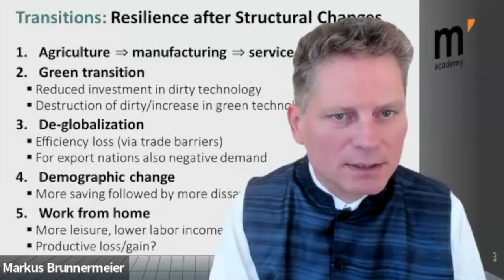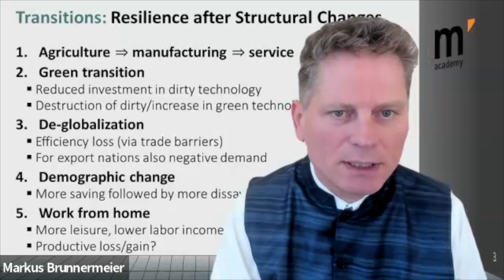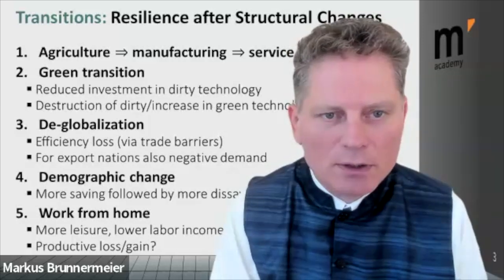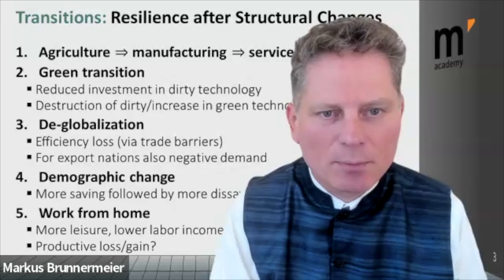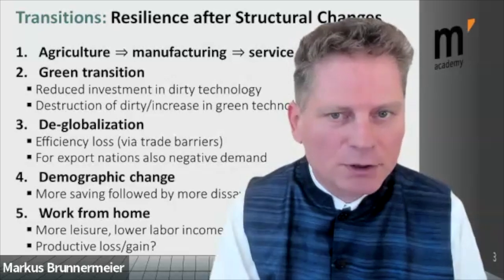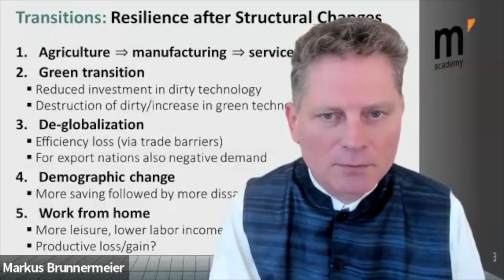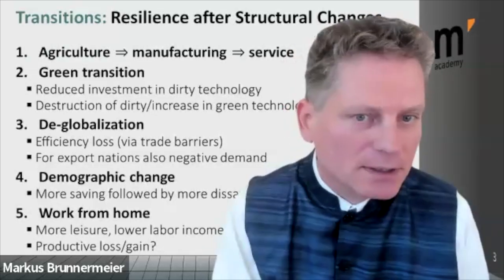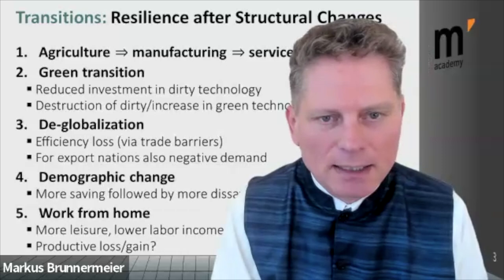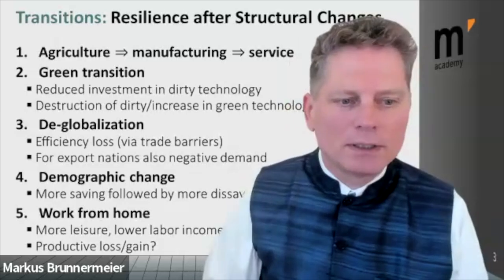But we have other big transitions going forward. The green transition, so you have to reduce the investment in dirty technology and increase the investment in green technology. We have some deglobalization going on, some efficiency loss because of trade barriers popping up. We have huge demographic changes. And what are the complications arising from that? How can we bounce to a new circumstance given different demographics? We have different preferences. People want to work much more from home and so forth. There's a different choice for the leisure and labor trade-off. And we have to figure out how productive working from home is or not.